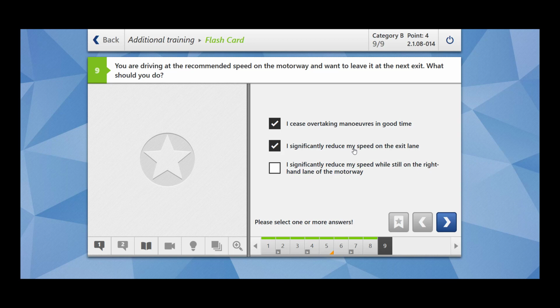But when you have moved from the right-hand lane to the exit lane, you are free to reduce your speed. You should reduce your speed because the radius of the curves is very sharp and they are very narrow roads whenever you are exiting the autobahn. Let's check our answer. Our answer is correct.